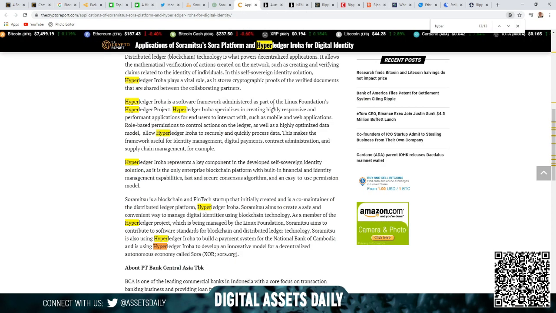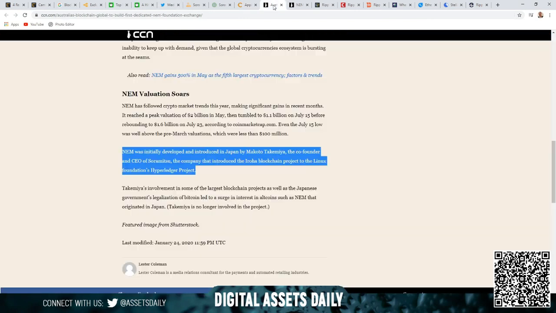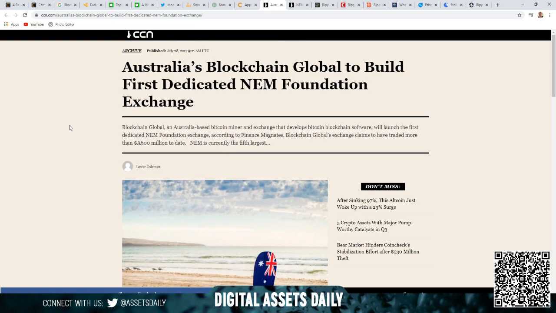We've gone through that, so I'm just showing you some headlines here. All through this here, the DLT and the Hyperledger, all over the Soramitsu blockchain fintech startup that initially created and is a co-maintainer of DLT on the Hyperledger, Iroha. So, National Bank of Cambodia. You have Linux from the decentralized autonomous economy called Sora. And again, as we go through this was very interesting, as something we've discussed before.